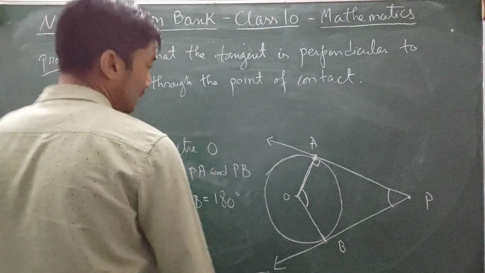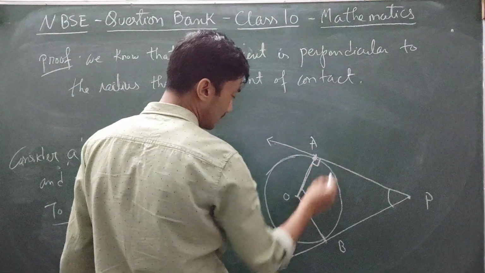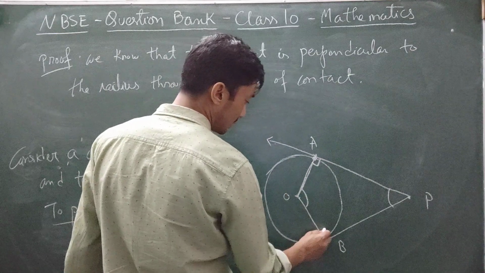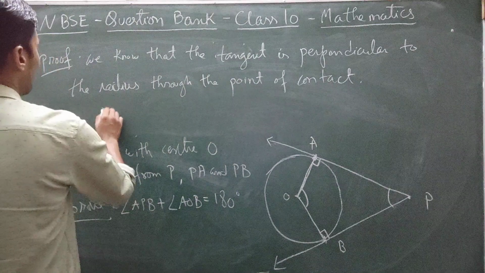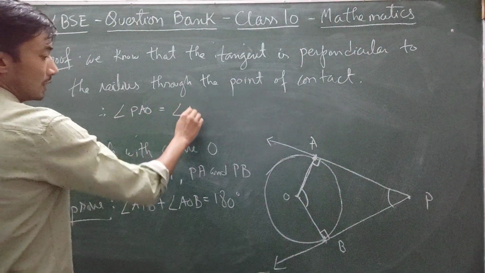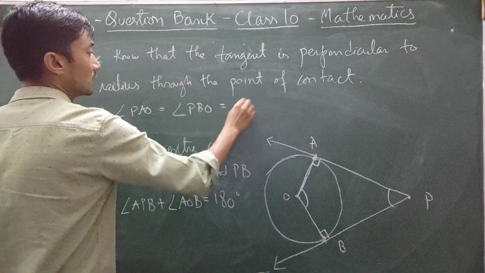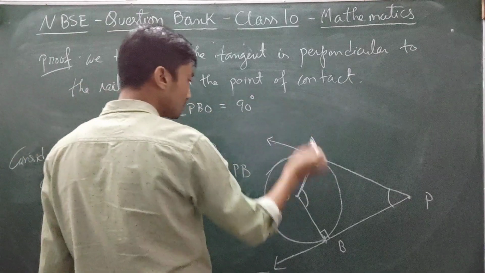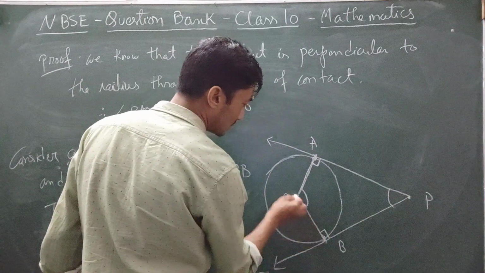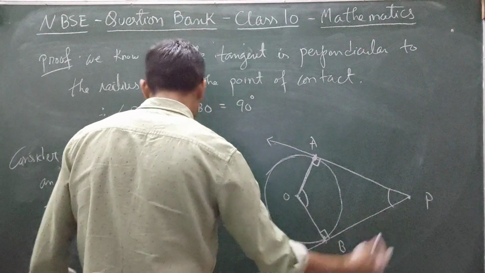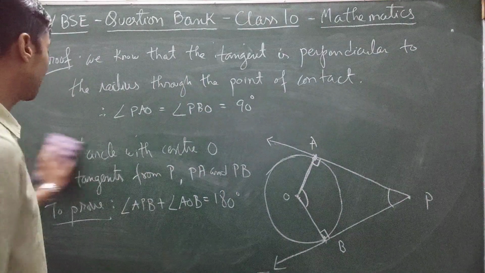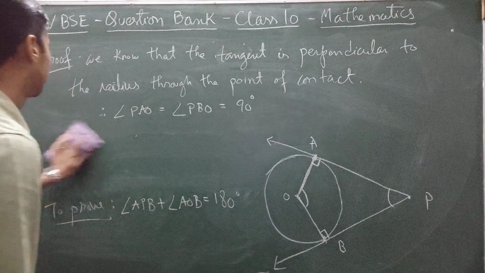So in that case, this is 90 degrees. Similarly, this one also: tangent, point of contact, center joining, this is also 90 degrees. Therefore, angle PAO is equal to angle PBO, both 90 degrees. Very simple question. Don't miss out this question.